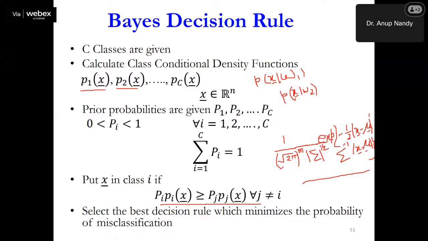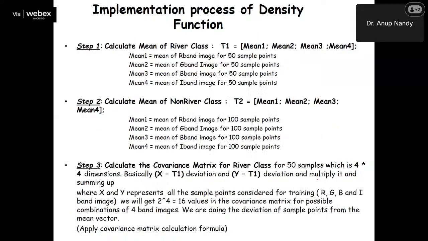Now how to calculate it? After calculating it, this is the Bayes decision rule that maximizes the probability, or minimizes the probability of misclassification. Now we'll see how to implement it. Now the implementation process of the density function: first you have to calculate the mean of the river class.